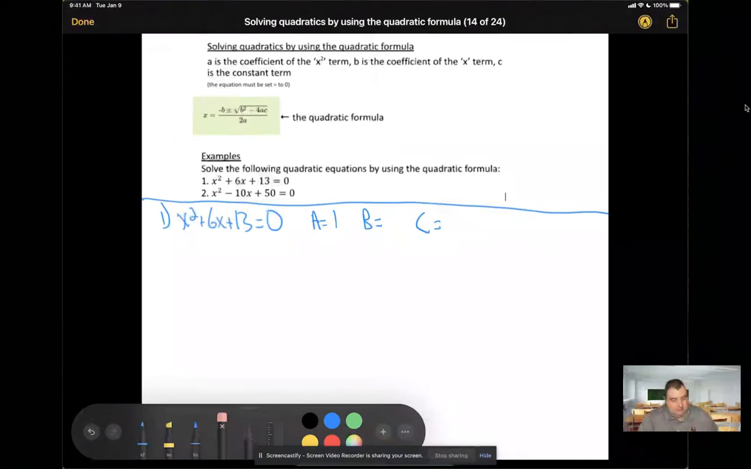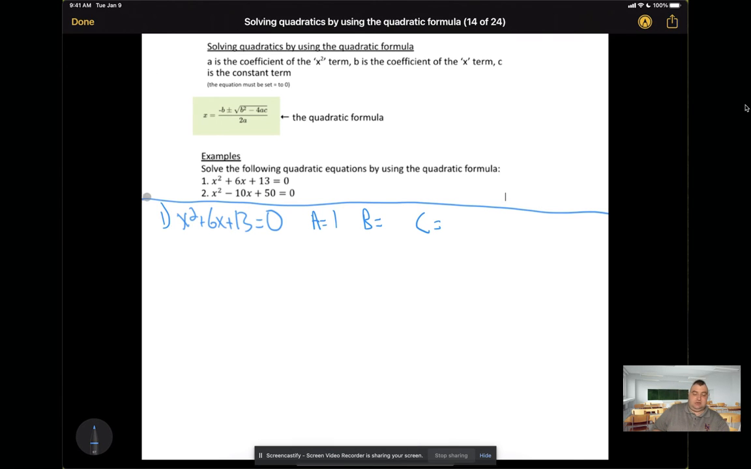B is the coefficient of the x term. So the x term is right here. The coefficient is positive 6. And C is the constant term. So the constant term in this case is 13. So when I plug into the formula, I'm going to plug in 1 for A, 6 for B, and 13 for C. So let's do that.